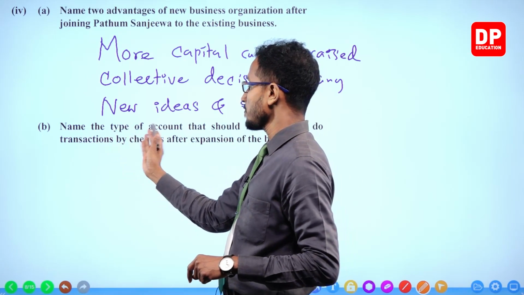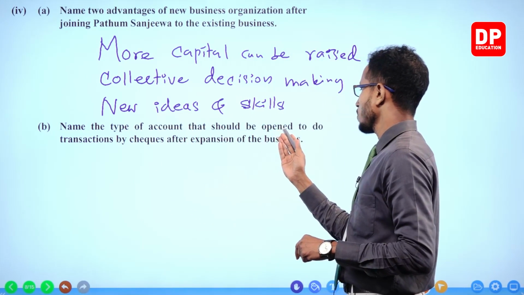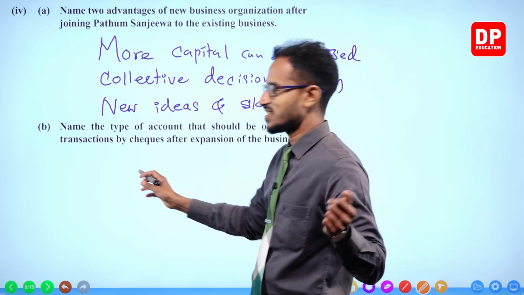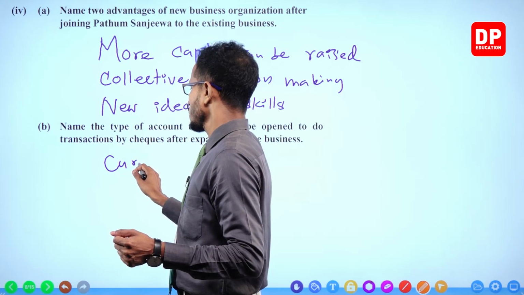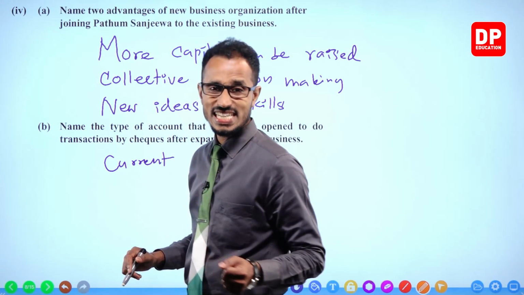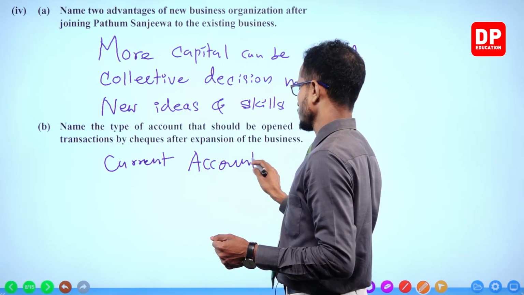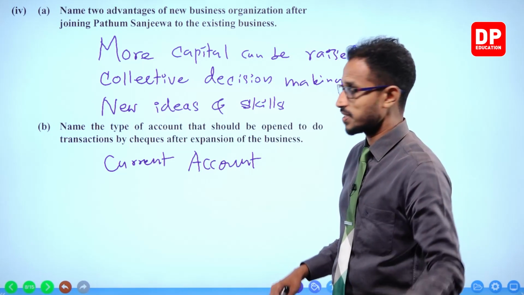Next, name the type of account that should be opened to do transactions by cheques after expanding. What is the account you need to get the cheque facility? Current account. So simple.